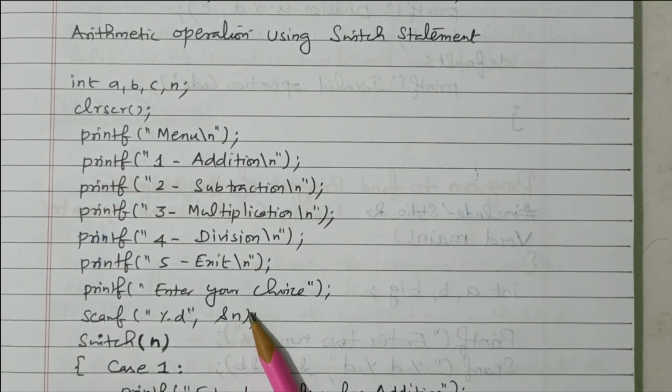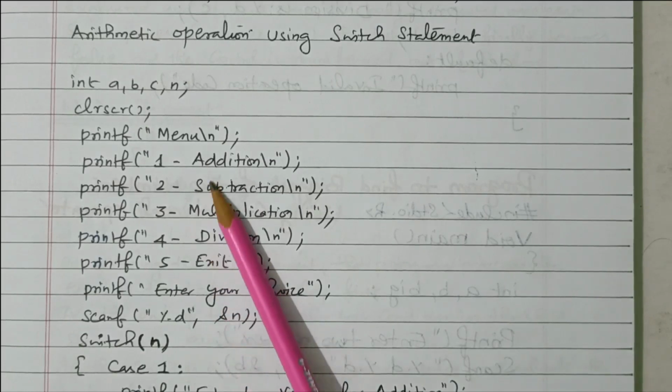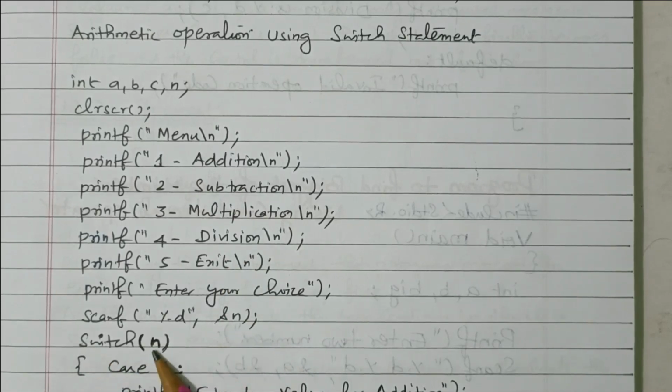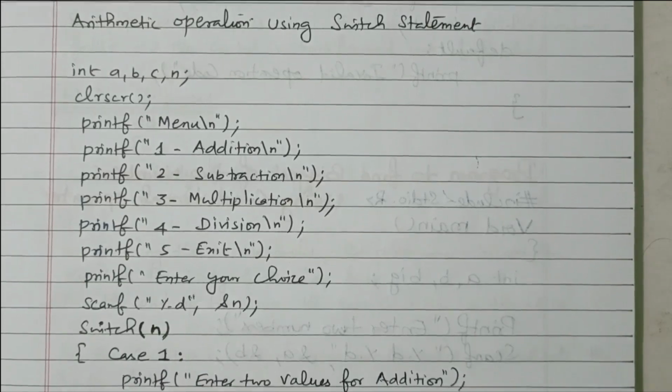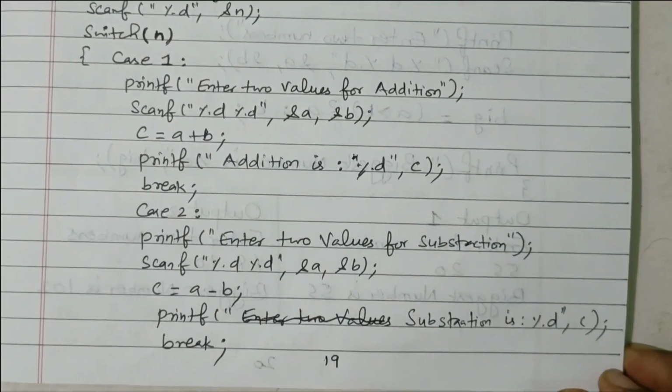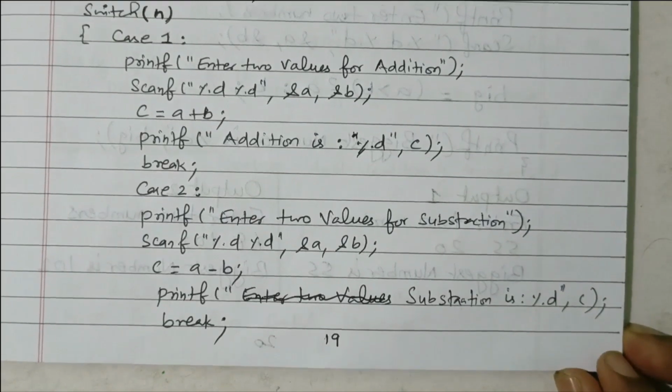Right. Now we need to verify this N value. Whichever value the user enters, or any other value, now we need to verify this N. So for that we are using switch N. Switch N means this is the expression or condition. Right. Now N is verified. Now we'll see all the possible cases, what cases are available. Under switch N, all possible cases we will verify.